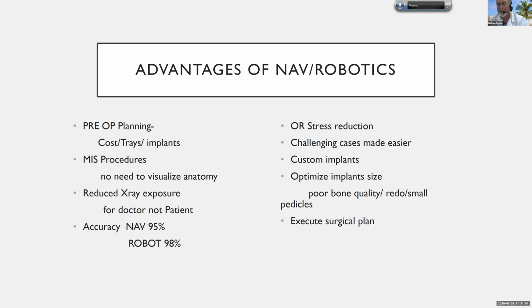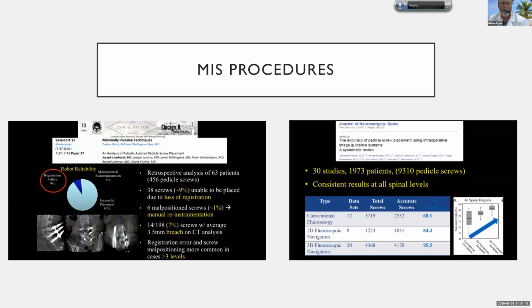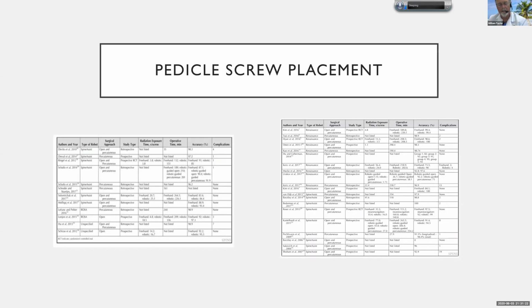Challenging cases get easier. So all of these things I really think lead us to advantages of navigation and robotics, even before we get to the idea of the robotics doing the drilling and working on their own, which is a long way away. MIS procedures are made easier. Pedicle screw placement, as you can see, there's tons and tons of studies looking at the accuracy, and in general, they sort of say robotics are better. The reality is, if you look at a lot of them, the freehand and robotic technique is not really that much different. And if you look at revision rates and neurologic injury rates, not a huge difference.